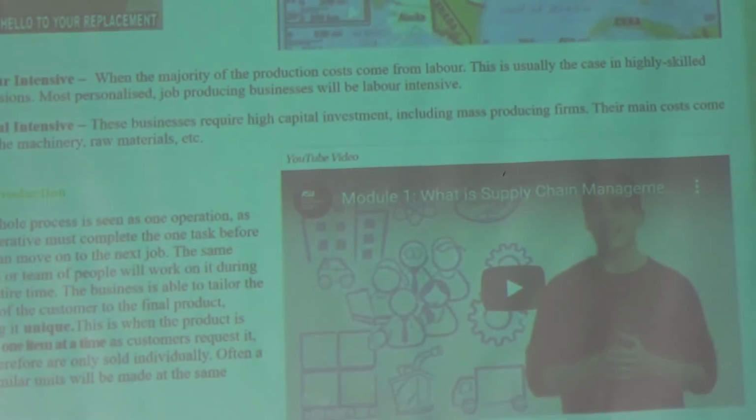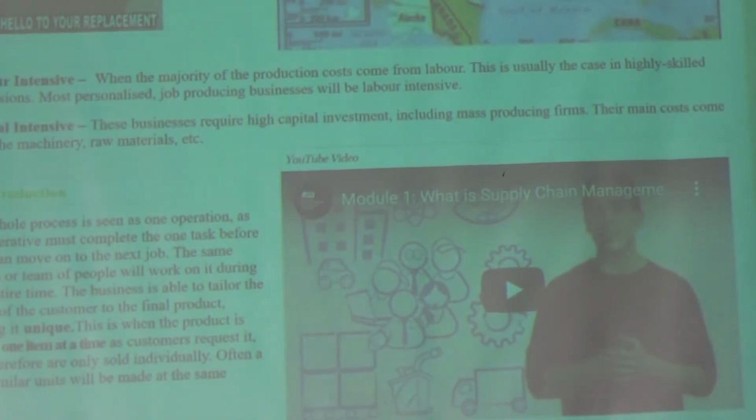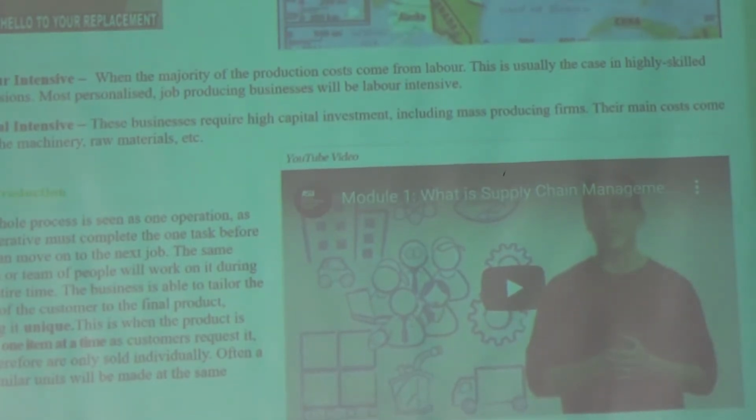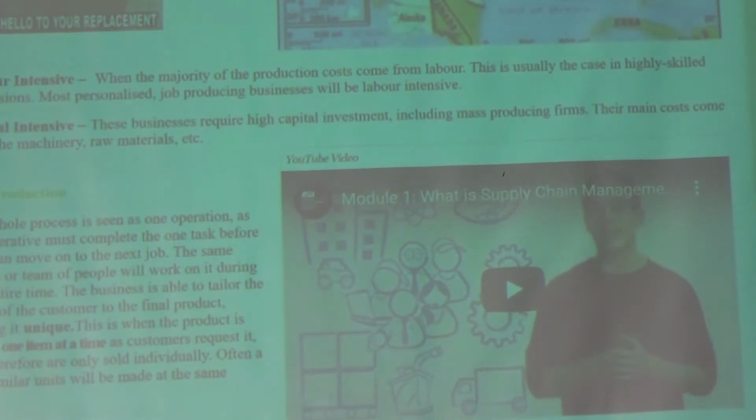So if you're making a birthday cake for somebody, if you're a tailor making a dress, if you're a dentist, you do one job at a time because you have to customize for each particular customer. So the final product will be unique, and this is when the product is made one item at a time, as requested by customers, and therefore are only sold individually. Again, most services end up like this, haircuts and whatever.